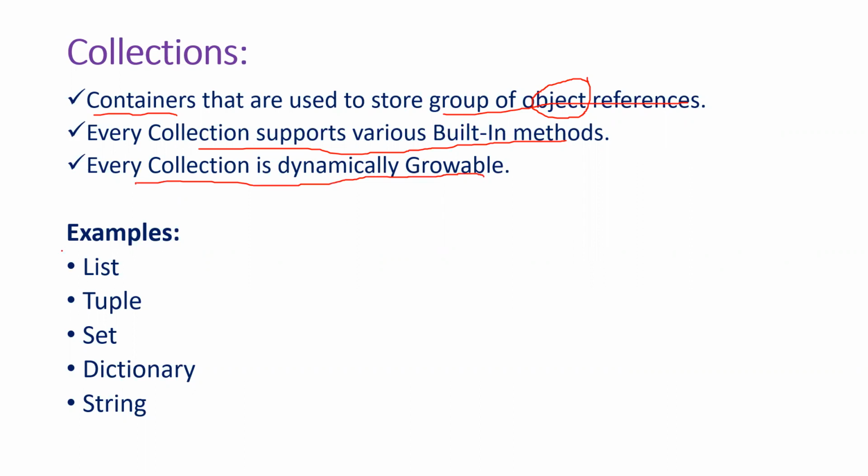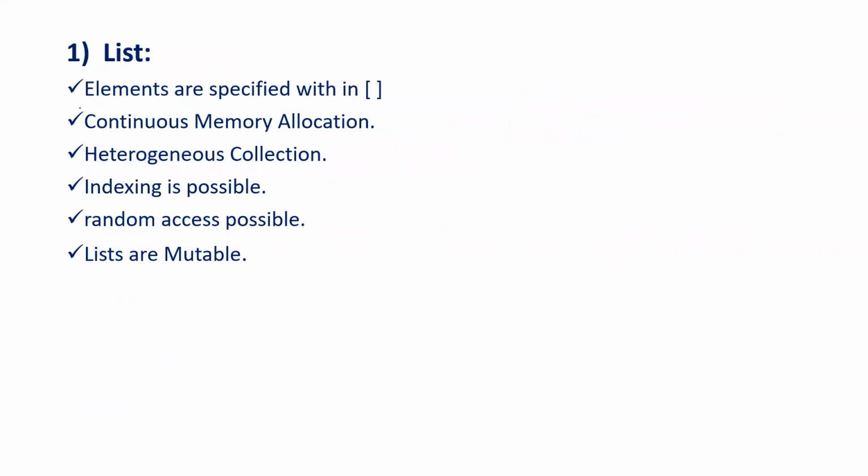Now see the examples. List is a collection, tuple is a collection, set is a collection, dictionary is a collection, and string is a collection. These are all the collections in Python which have a unique purpose. Now observe the list first.